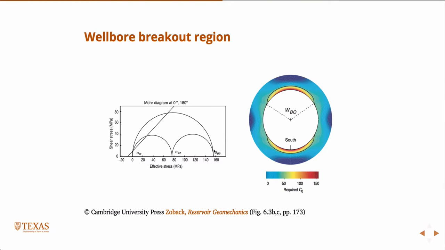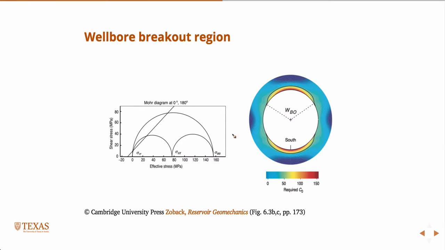sigma theta theta was only controlled by the far field stresses, that there was no dependence upon delta P or the mud weight, and that only by increasing the mud weight, only sigma RR would move this way, which would cause the Mohr circle to shrink. That's not true. If you go back and look at the equations, both sigma theta theta and sigma RR have delta P dependence. So in fact, what happens when you increase the mud weight is sigma RR increases and sigma theta theta decreases, so it still shrinks the Mohr circle, but from both sides, and that'll add some stability.